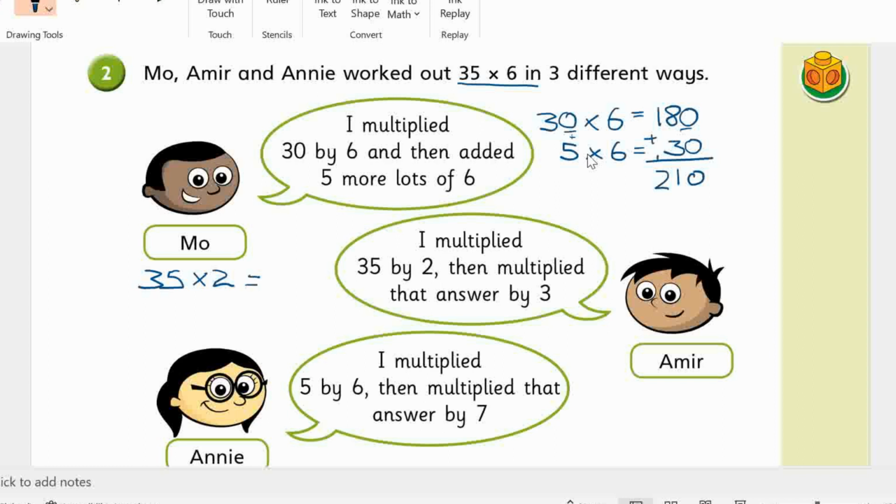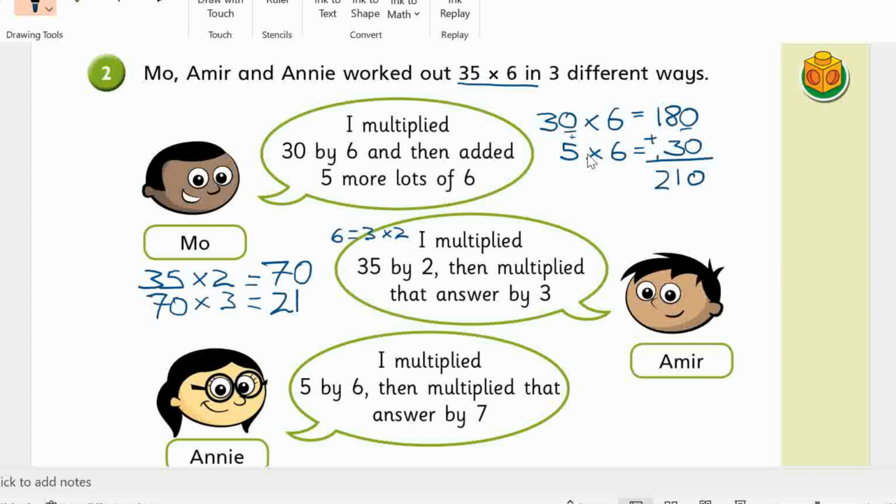Okay, so what he's done is he's not multiplied it by 6 because he knows that 6 is the same as 3 times 2. So first he's going to multiply it by 2 and then he's going to multiply it by 3. So 35 times 2 is 70. And then 70 times 3, well, what's 7 times 3?